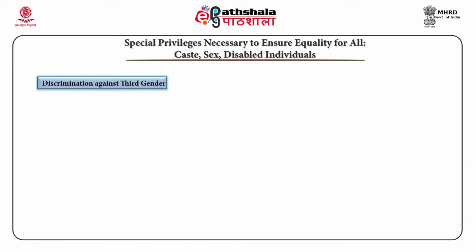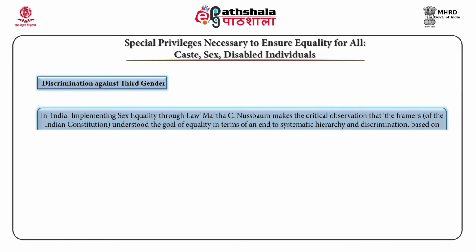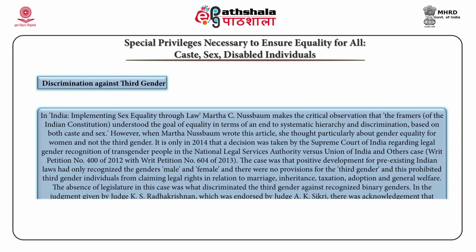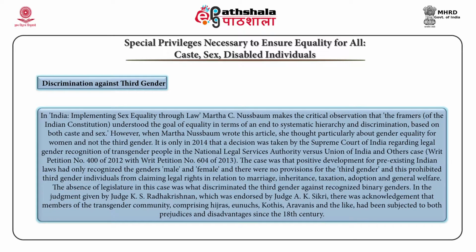The American philosopher of law, Martha Nussbaum, has written a paper entitled "India: Implementing Sex Equality Through Law." In this, she makes the critical observation that the framers of the Indian Constitution understood the goal of equality in terms of an end to systematic hierarchy and discrimination based on both caste and sex. However, when Nussbaum wrote this article, she thought particularly about gender equality for women and not the third gender.